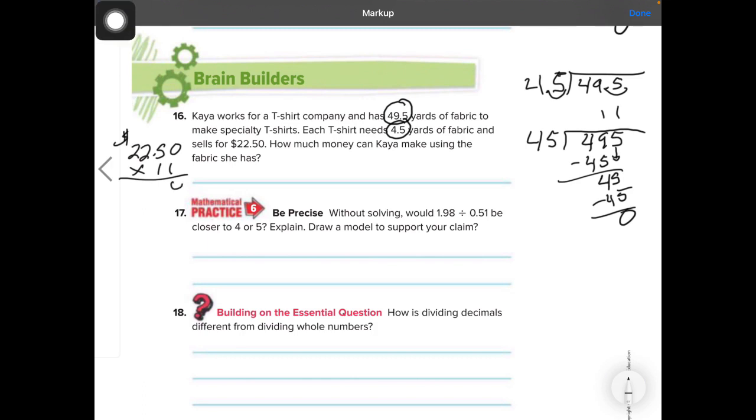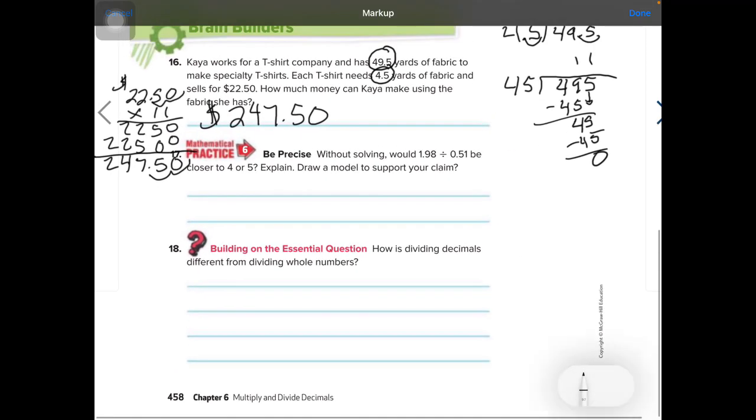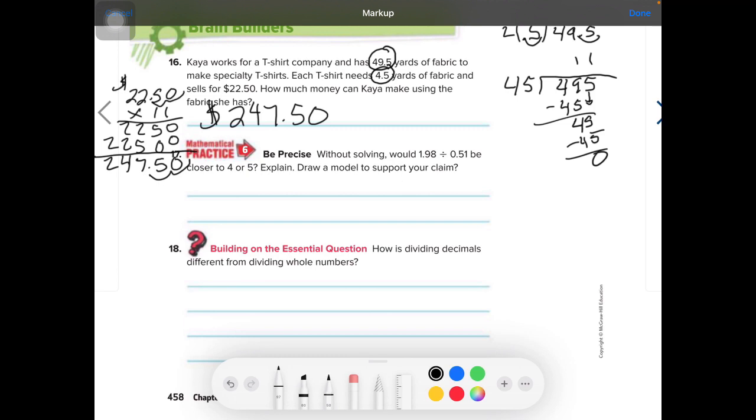times 11. All right, so let me move my little number here. 1 times 0 is 0. 1 times 5 is 5. 1 times 2 is 2. 1 times 2 is 2. Okay, next area, we're going to put a 0. 1 times 0 is 0. 1 times 5, 2, and 2. Add them all together. 0, 5, 5, 6, 7, 4, 2. All right, then we go 1, 2 over, 1, 2 over. So $247.50 is what she can make with the fabric that she has.